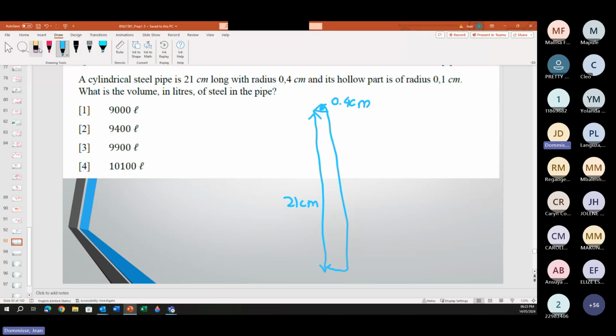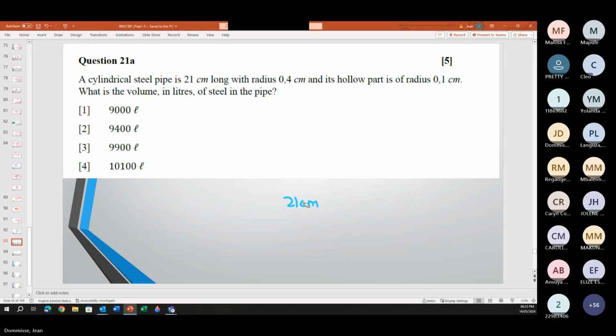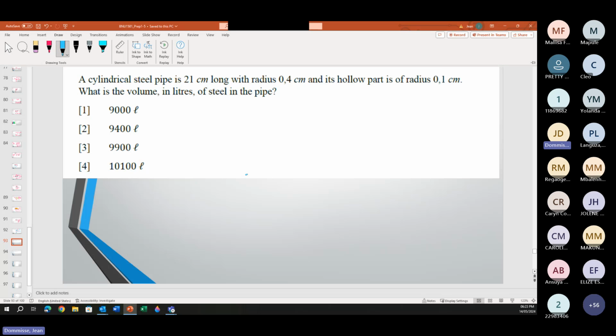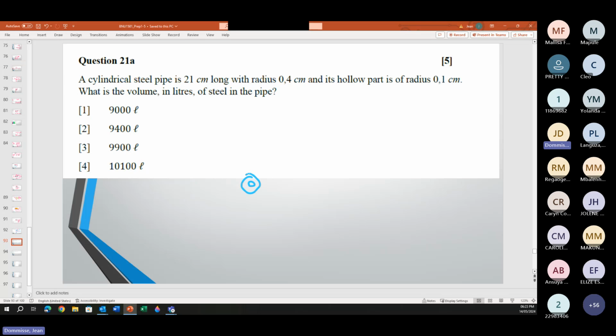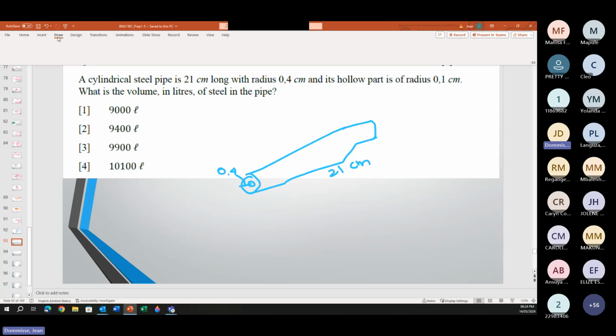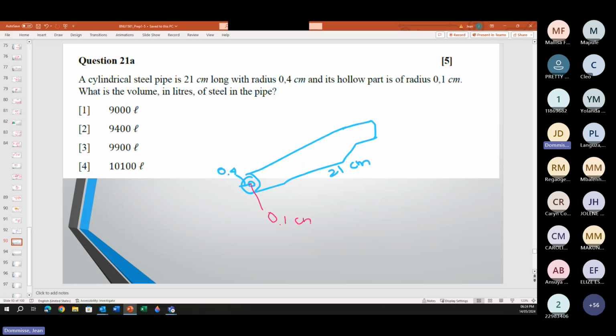Okay, so that's basically what, let's quickly draw it a bit differently. So it's going to be a cylinder, there's going to be a hollow part in the middle, and it's something like that. That is 21 centimeters long. The radius, so that radius from that middle point to there is 0.4, and then the radius of that hollow part, so just that red part, I should have drawn it a bit bigger, is 0.1 centimeter.